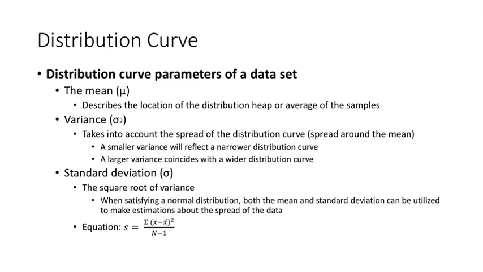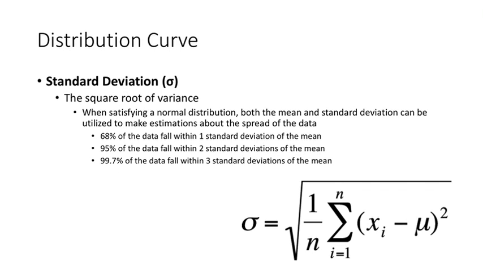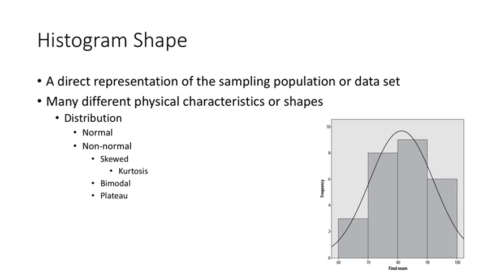When we're looking at a normal distribution, the mean and standard deviation are common estimates of the spread of the data. The formula for standard deviation, again, is really just the square root of the variance. The important thing to remember is when we have a normal distribution of data, 95% of the data are within 2 standard deviations, and almost 98% of the data are within 3 standard deviations of the mean.